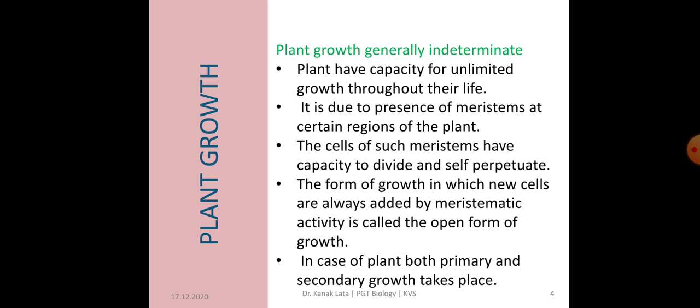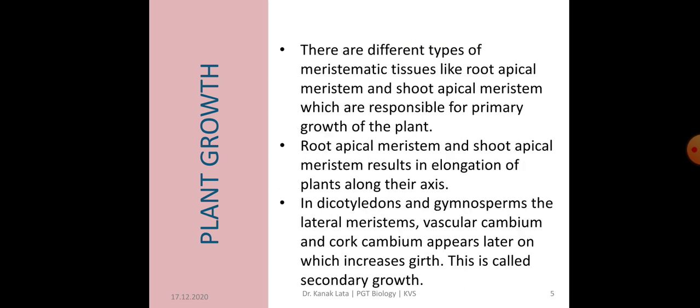The new cells are continuously produced by cell division in a meristem. Such kind of growth, where new cells are continuously added to the plant body with the help of meristem, is also called open form of growth. In plants, both primary as well as secondary growth take place. So we will see what is the difference between primary and secondary growth.